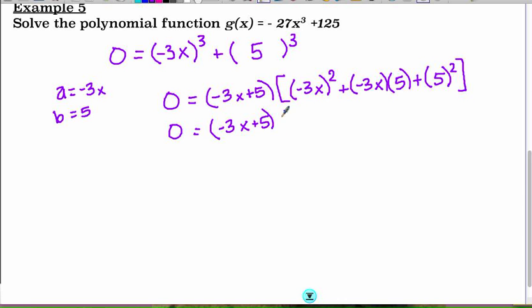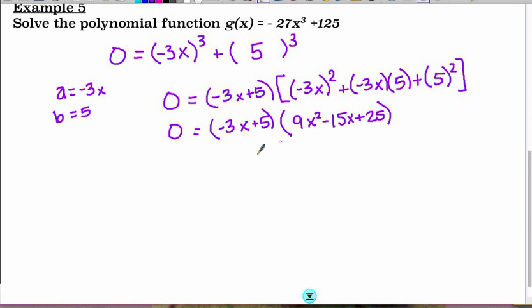So negative 3x squared, negative 3 squared is 9, and then I've got the x squared. This would give me a negative 15x. This would give me a positive 25. So this cannot be factored anymore typically. This one is completely factored out as a difference of cubes, so there's no way to simplify this anymore.